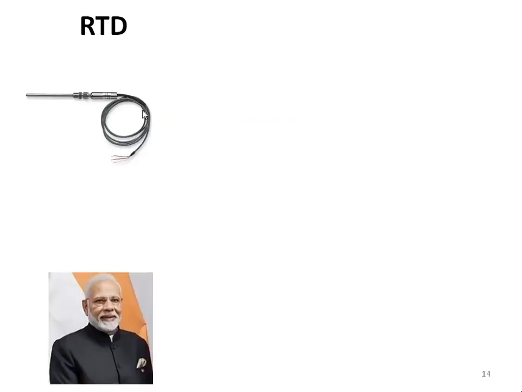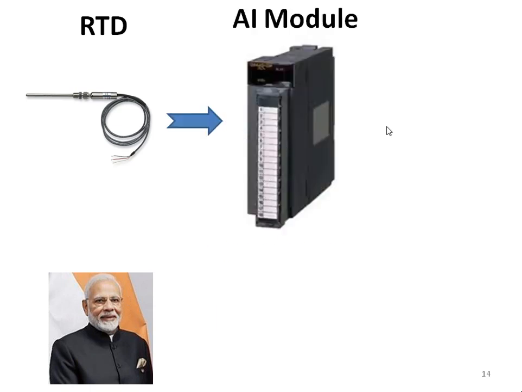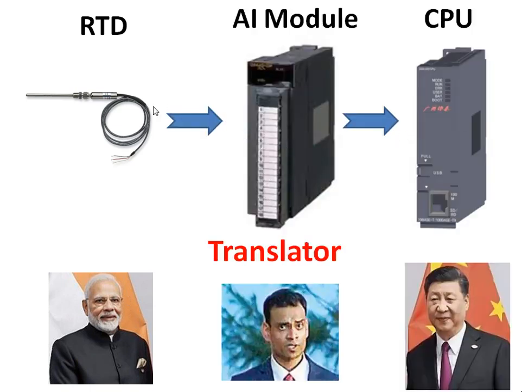So here your RTD is our Prime Minister, and in between your CPU and RTD we are introducing one more piece of hardware. The hardware is acting as a translator. What is the purpose of the translator? Our Prime Minister delivers the message in his own language, Hindi. The translator converts that message into Chinese and finally gives it to the Chinese President.